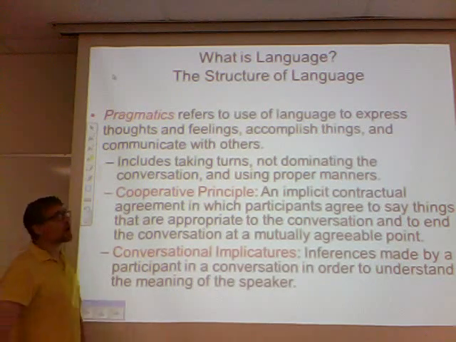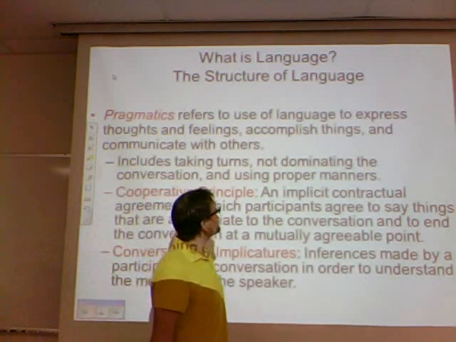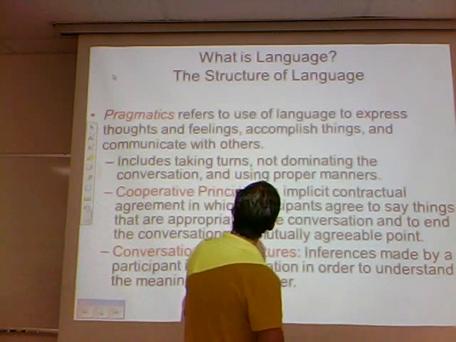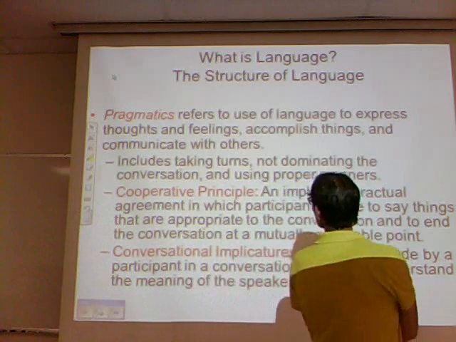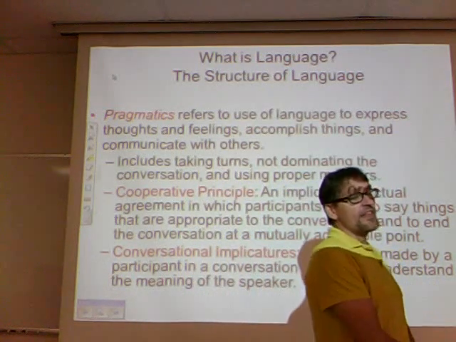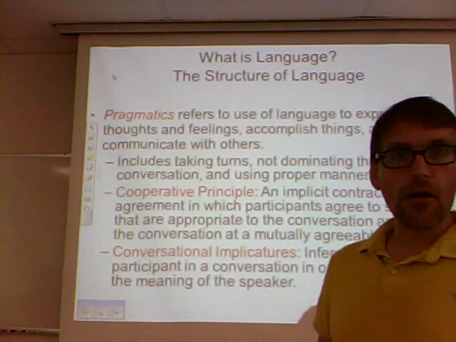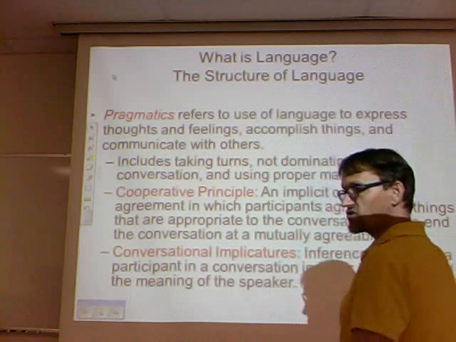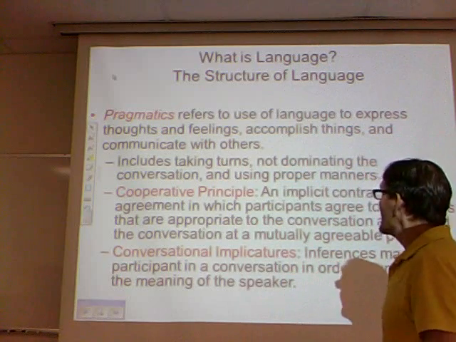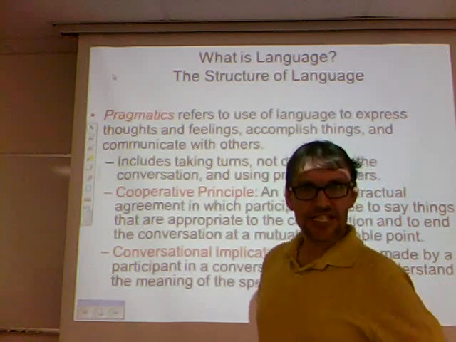Pragmatics, however, are the hardest. Pragmatics refers to the use of language to express thoughts and feelings, to accomplish things, and to communicate with others. This often involves the nonverbal components. This involves things such as taking turns, right? This involves not dominating the conversation.